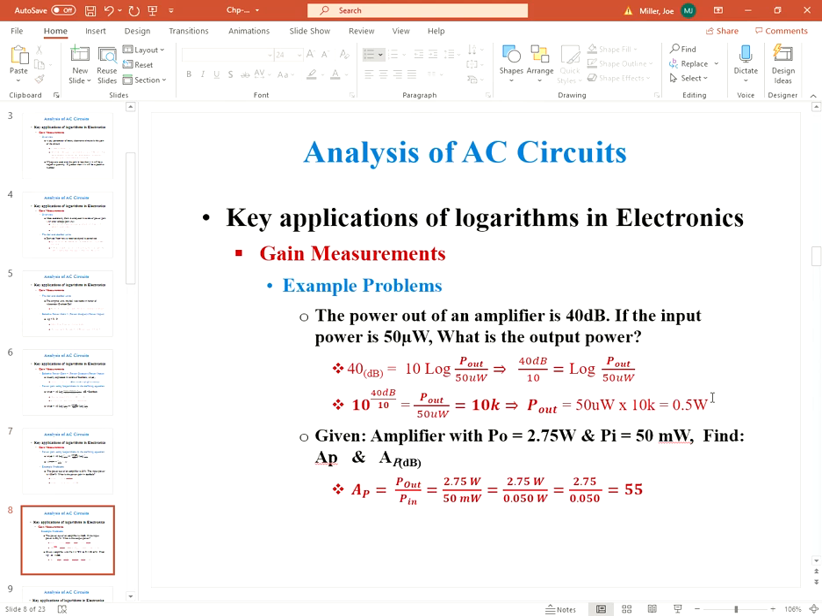Let's look at another example. We're given the output power and the power into an amplifier, and we're asked to find the gain as a ratio and the gain in terms of dB. So let's start off real simple. Again, as review, power gain as a ratio is power out divided by power in. Plug in the values, 2.75 watts divided by 50 milliwatts. So this becomes 2.75 divided by 0.050, or 55.